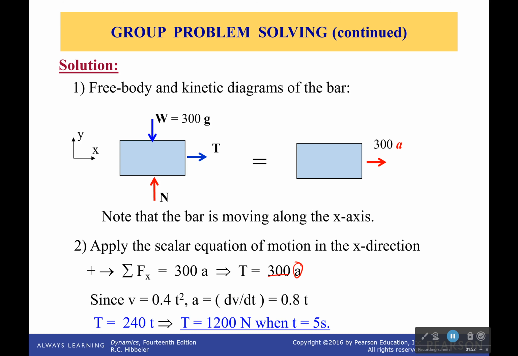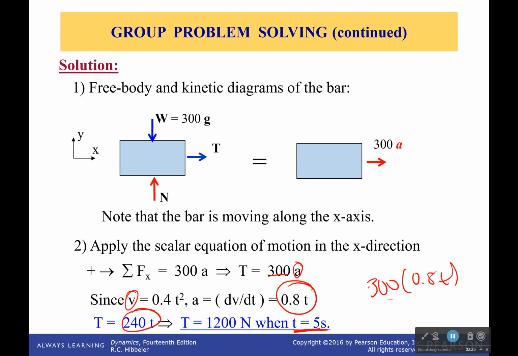However, we know what the velocity is as a function of time. And so if we take our time derivative, the acceleration is 0.8 t. We can then, if we want to, plug this into our tension equation. And so we have 300 times 0.8 t is going to be equal to 240 t. And then the tension would therefore be 1200 newtons when t is equal to 5 seconds.